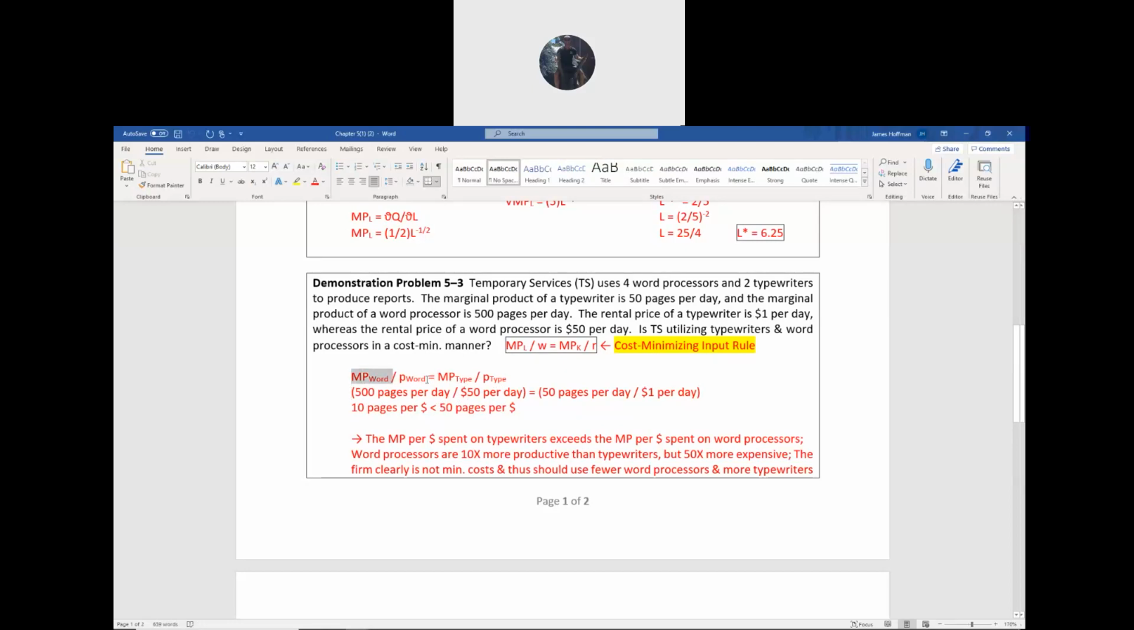Okay, so start with this general formula, and let's plug in the information given in demonstration problem 5.3. Word processors produce 500 pages per day. That's the marginal product. Word processors cost $50 per day. So we're getting 500 pages per day at a cost of $50 per day for word processors, whereas for typewriters, the marginal product is 50 pages per day, and the cost is $1 per day.